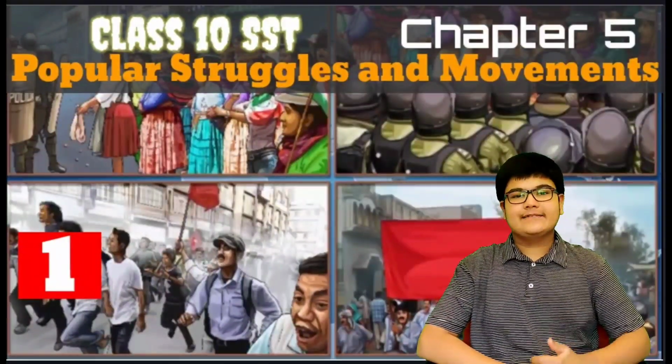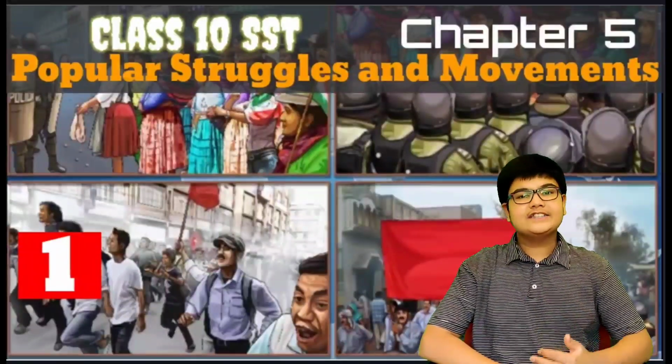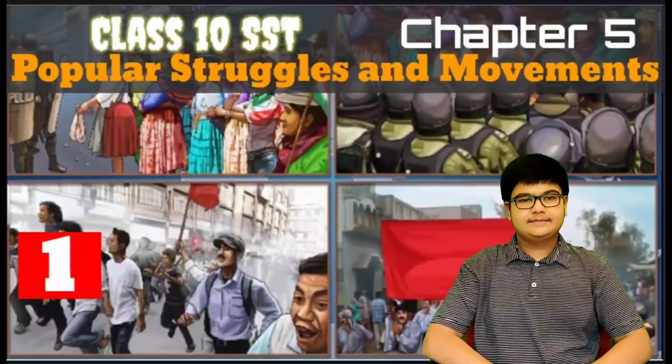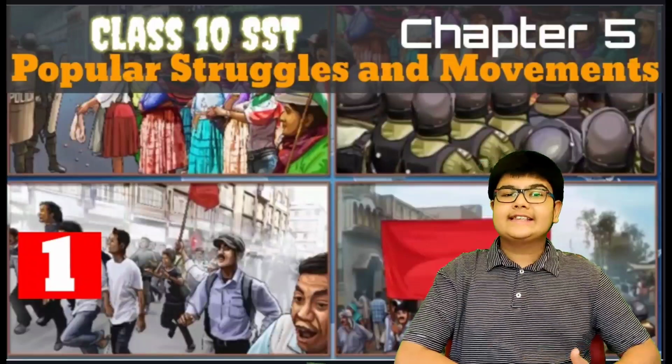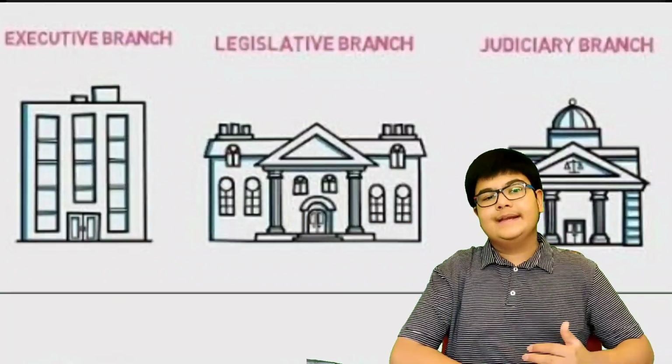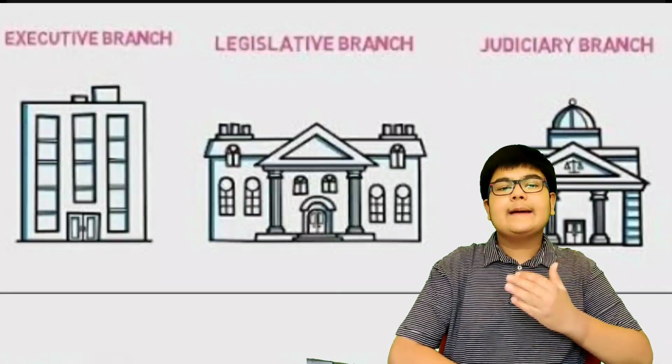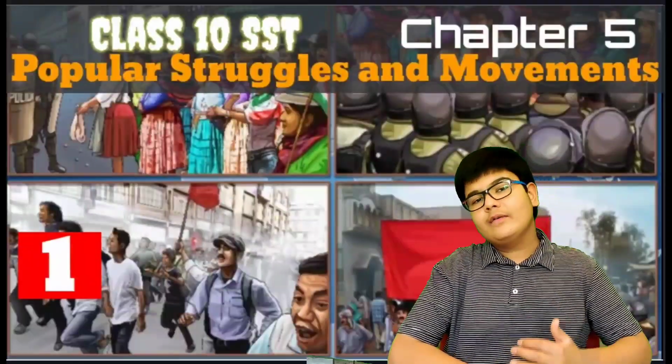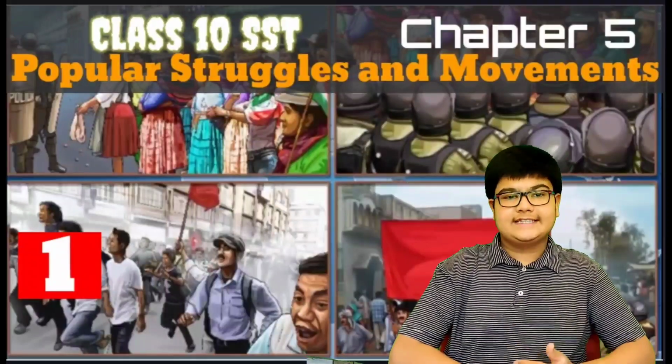Let's start with Class 10 Civics, Chapter 5, Political Struggles and Movements. In the earlier chapters, we discussed why power sharing is important and how different tiers of government share power. In this chapter, we shall carry this discussion forward with the help of two case studies.